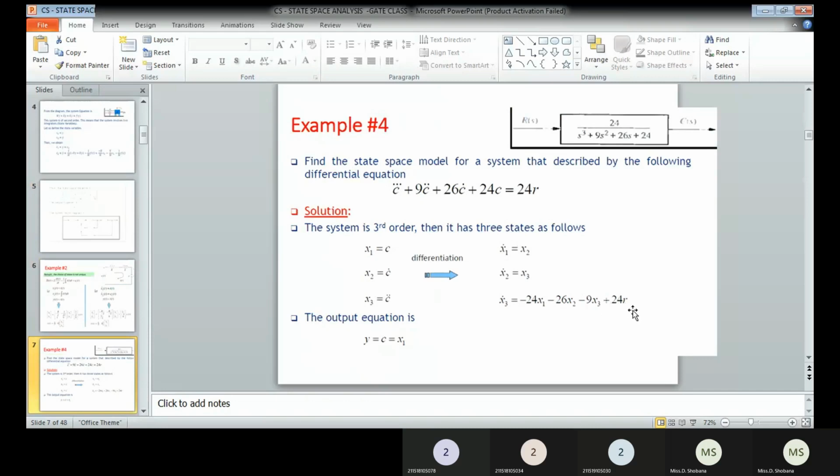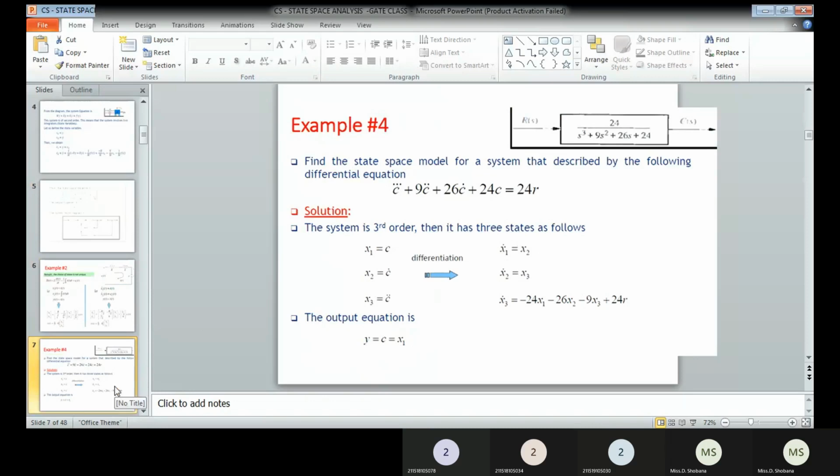Therefore, plus 24 into R, minus 24 into X1, minus 26 into X2 and minus 9 into x3. Here that will be the x3 dot. X2 dot is nothing but your x3, x1 dot is nothing but your x2. And then the output equation obviously is nothing but your system variable. So therefore your system variable is nothing but c. C is represented as x1. So therefore y is equal to x1. So this is how we have to write the state equation and the state output equation.